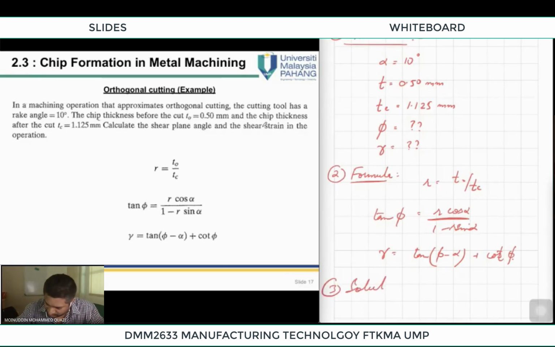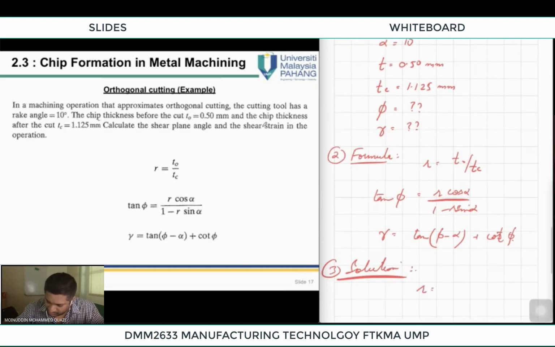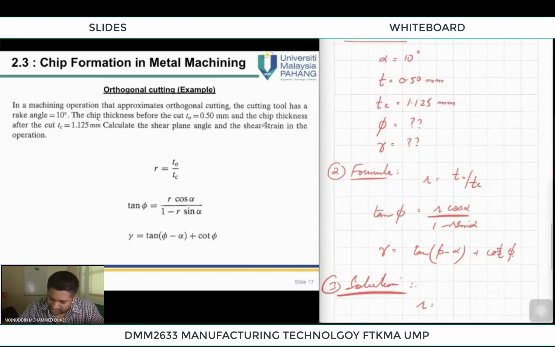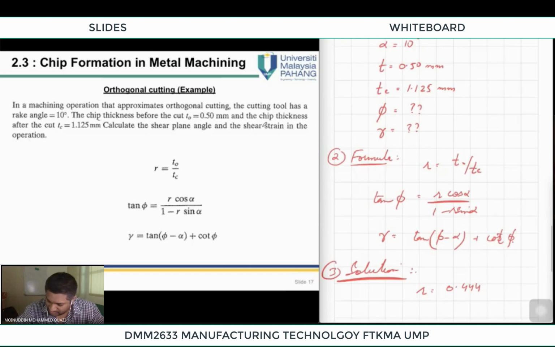Solution: r is equal to t naught divided by tc. So 0.50 divided by 1.125 is equal to 0.444. If my calculation is wrong, let me know. This is the chip thickness ratio.